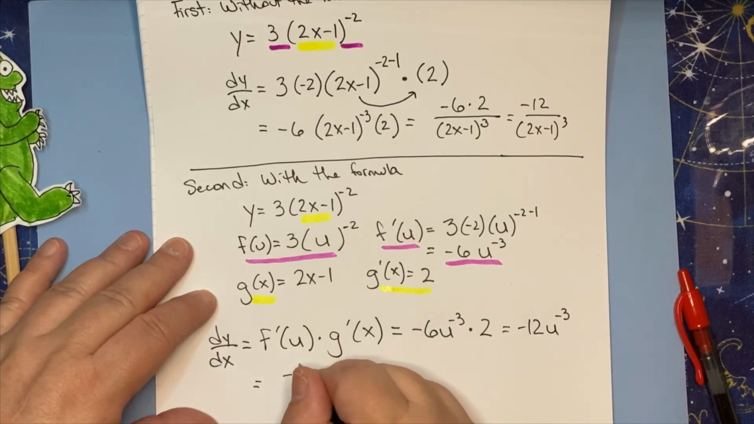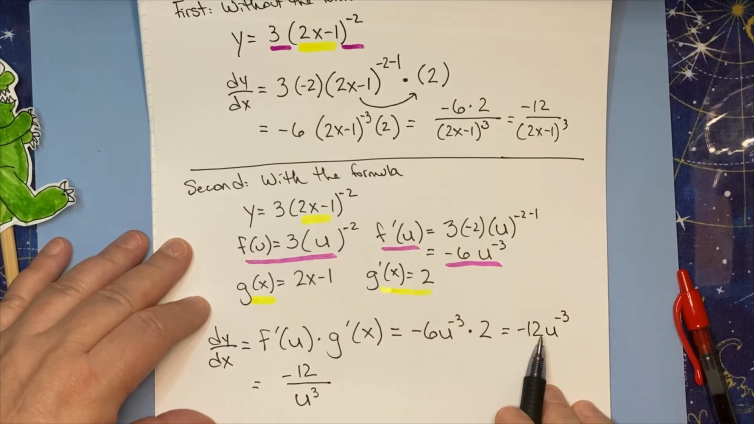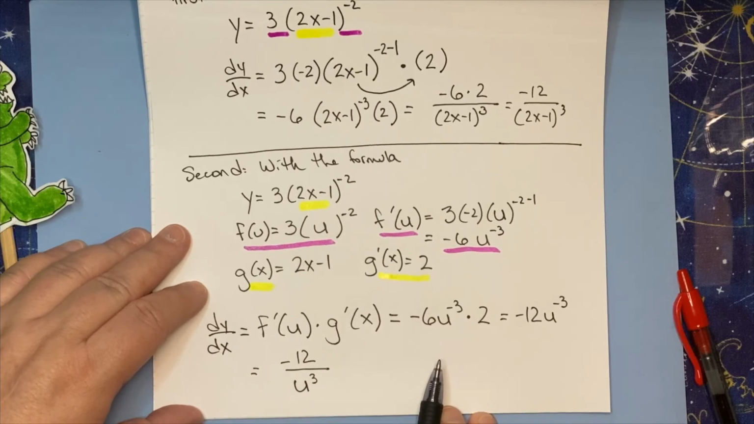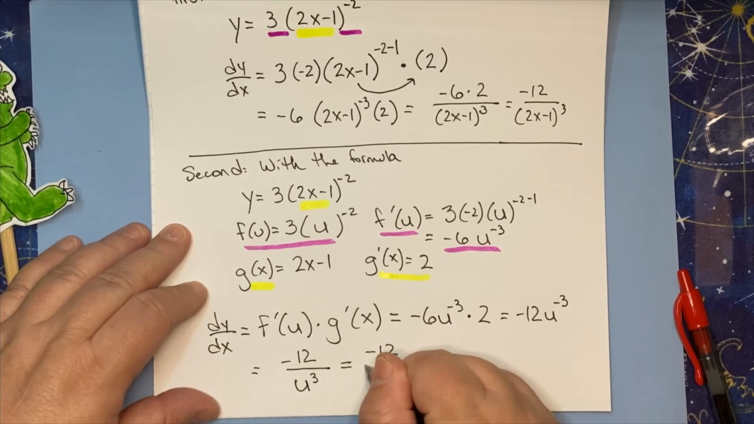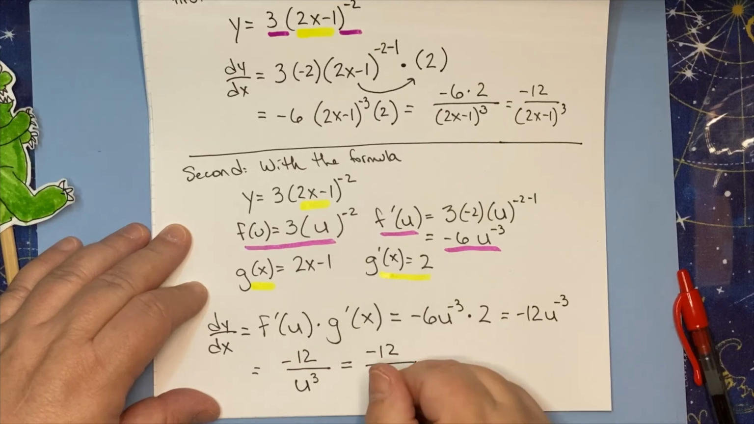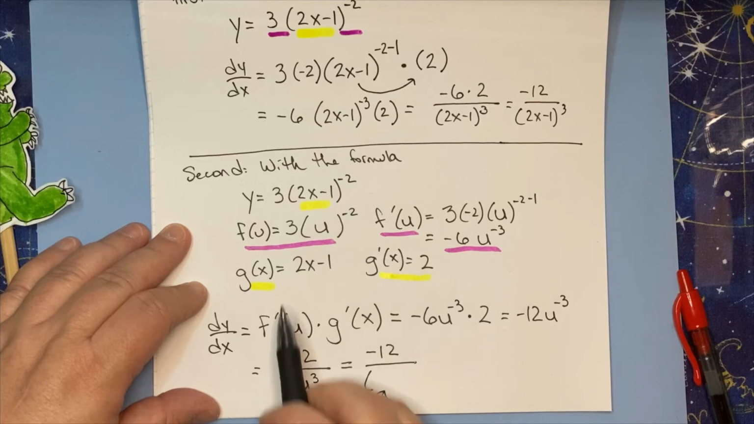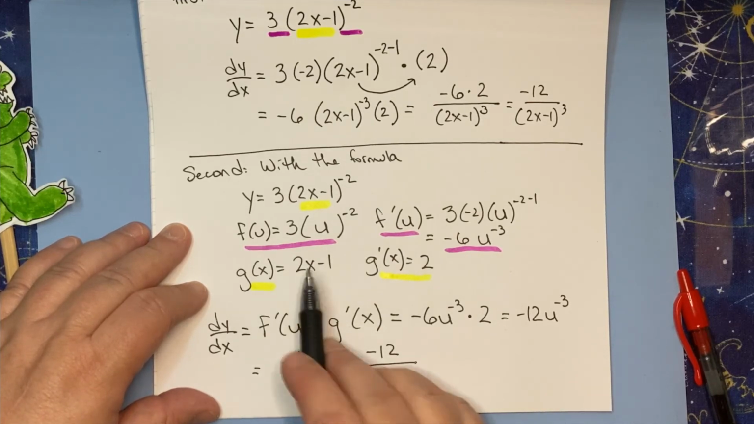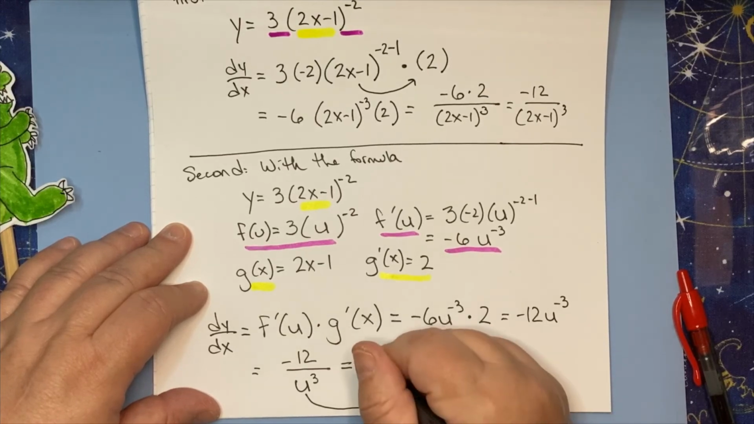Okay, so I got negative 12 all over u cubed, right? But then we don't leave it in terms of u. What do we do? We rewrite it in terms of x. So I've got negative 12 all over, remember, u is g of x. (2x minus 1) cubed.